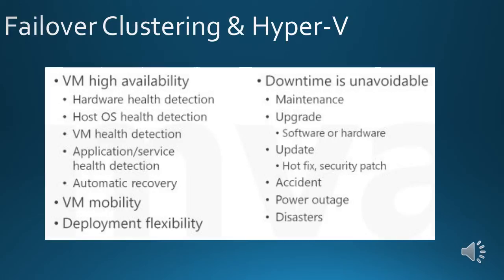However, downtime is unavoidable. Downtime can happen for standard maintenance, performing an upgrade with the software or even the hardware, or performing an update with a hotfix or a security patch. And of course, you need to protect against unplanned downtime such as accidents, power outages, or natural disasters. So it's very important to consider high availability and failover clustering as you are planning this private cloud implementation to minimize the effects of any of these types of downtime.